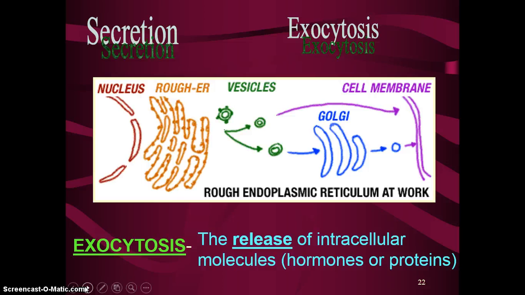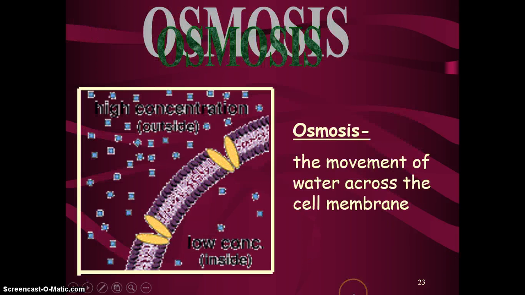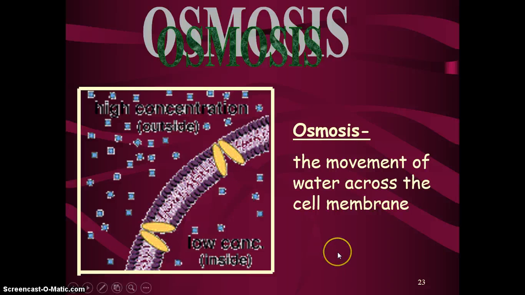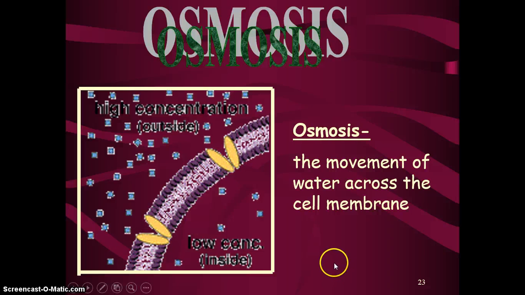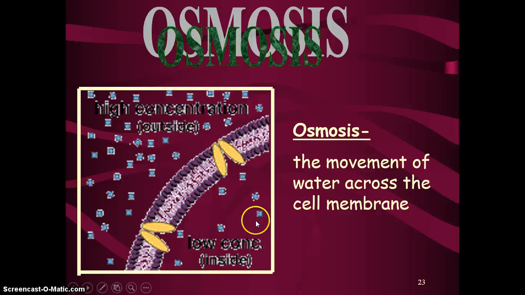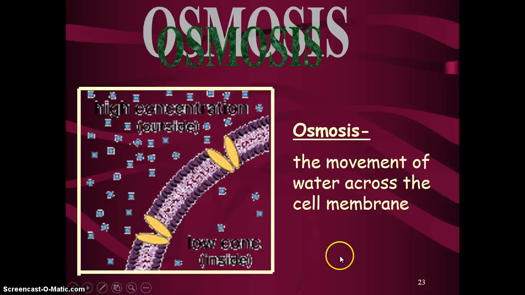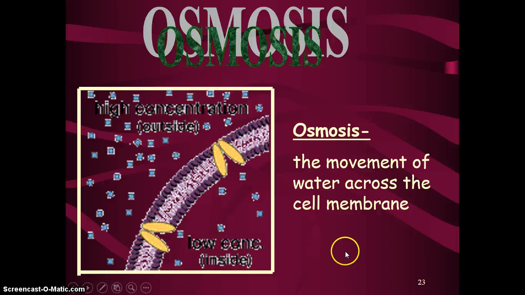Exocytosis is when we release things out of the cell, such as molecules like hormones or proteins that are too large just to go through the cell membrane. Osmosis, by definition, is the movement of water across the cell membrane from the area of higher concentration, which is here, to an area of lower concentration, which is here. We also refer to it as a special case of diffusion.